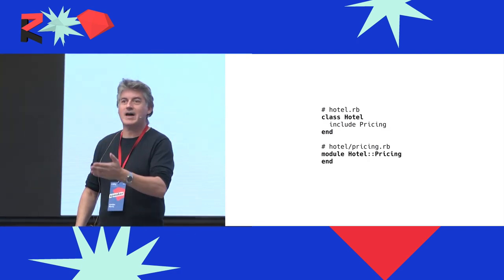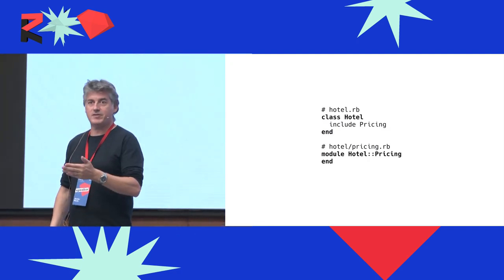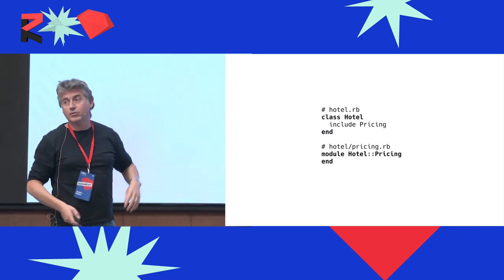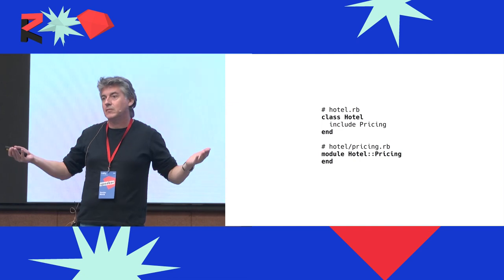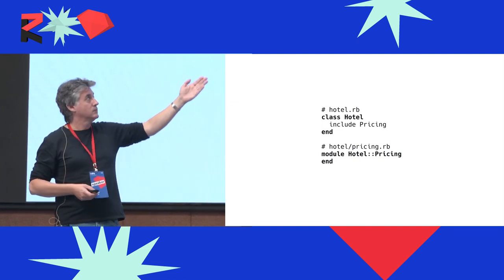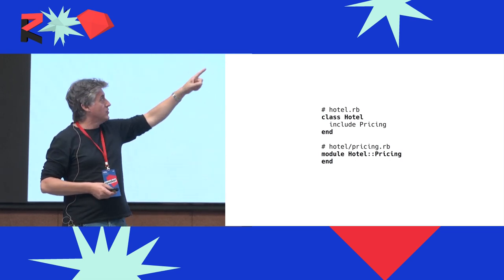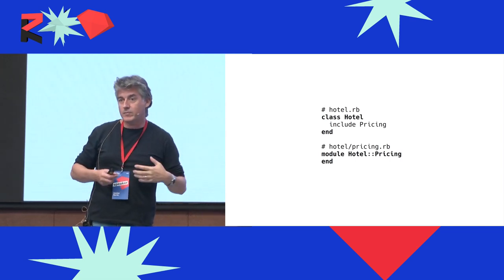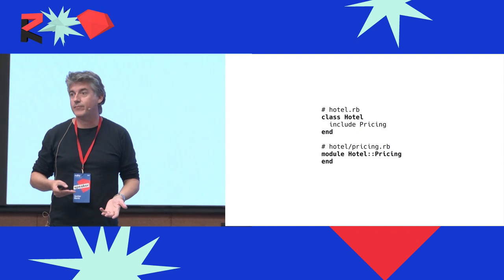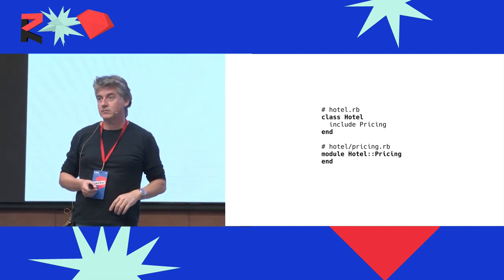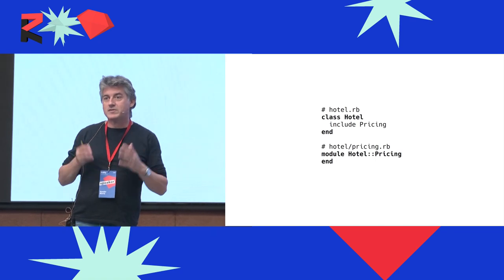Finally, this was the last blocker, explicit namespaces. Basically, you cannot load any of these files. If you load the first one, you need pricing. You cannot. If you want to load the second one, because you say, okay, let's have practice pricing, you cannot, because you need hotel. So this was the last blocker.